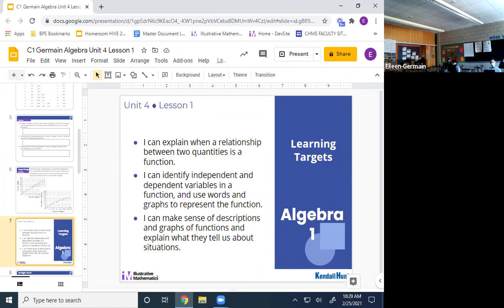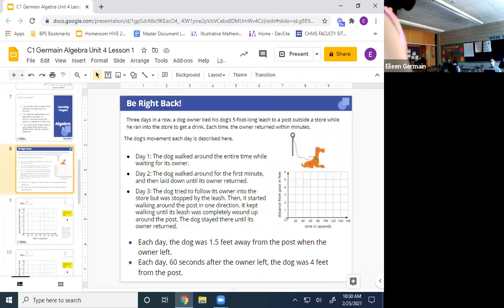This is where I'm going to be using that term that I've always been using, context. What does it mean in the context of this story? What is this graph telling us when we look at the labels on our axes? We can pull information just by looking at axes of graphs, okay? So our first activity for today is called Be Right Back, TTYL.